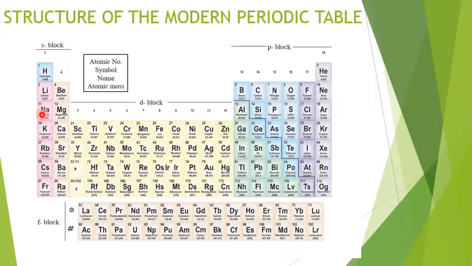These are the 7 periods in the modern periodic table, numbers 1 to 7. If I say sodium, which period is it in? 1, 2, 3. Sodium is in the third period. If I say sulfur, which period is it in? 1, 2, 3. Here there is no element, but this will be taken as a period only. Sulfur is also in the third period. Is that clear?